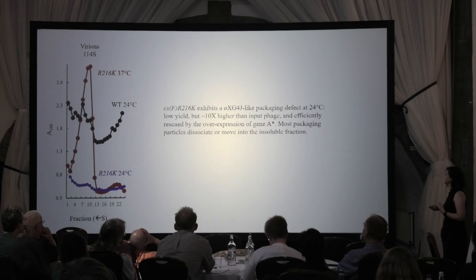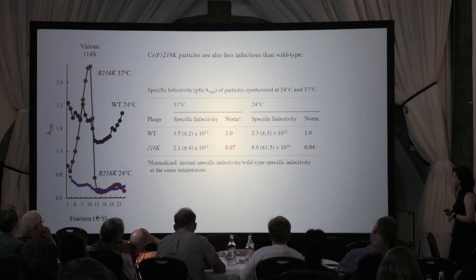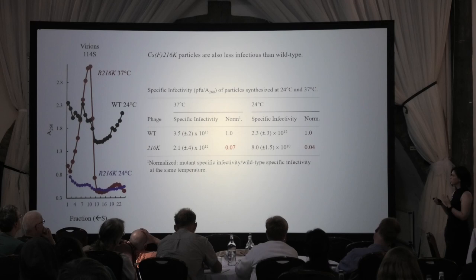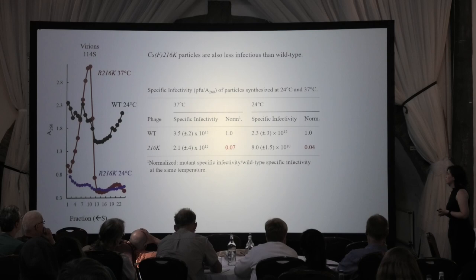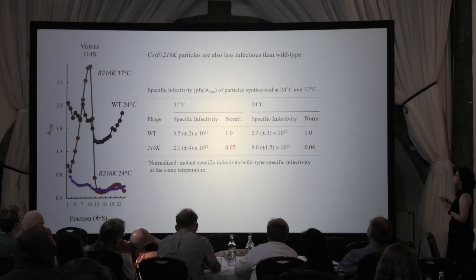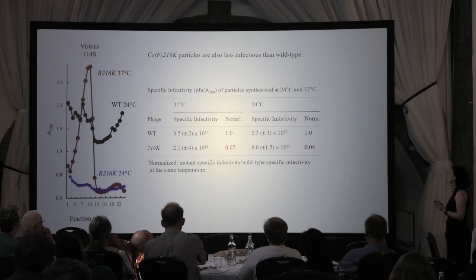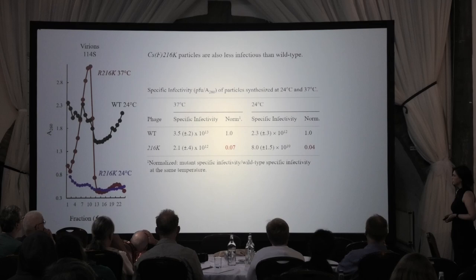And so looking a little deeper, we have the specific infectivities of the gradient. And so you can see for 216K at 37 degrees, it's down an order of magnitude from wild type at the same temperature. So even though we're producing a lot of viral particles, they're already being impacted in their infectiousness. But this is cold sensitive, so looking at the 24 degree profile, we're down two orders of magnitude from wild type at 24, and three orders of magnitude from wild type at 37. So we can see that even temperature impacts wild type infections, but we have something that is producing less viral particles at 24 degrees and less infectious particles at 24 degrees, explaining the cold sensitive phenotype we observe.